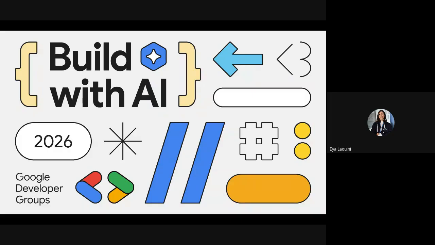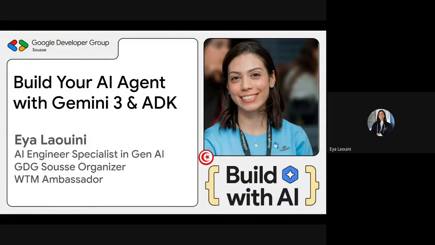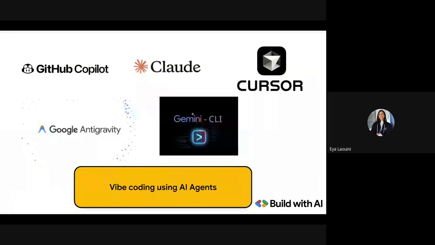So this is our Build with AI session for today. My name is Eya Laouini. I am an AI engineer specialist in generative AI, GDE organizer, and Women Techmaker ambassador. So today, inshallah, we will learn together how we build an AI agent with Gemini 3 and ADK. Please feel free to ask questions, I really like the interactions. Okay, so let us start together.